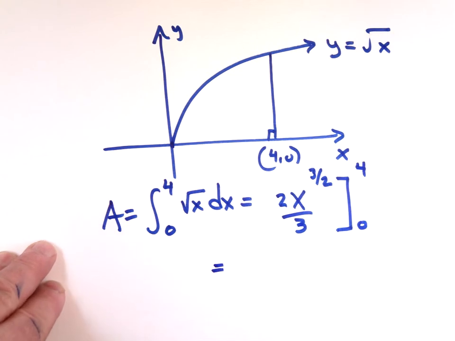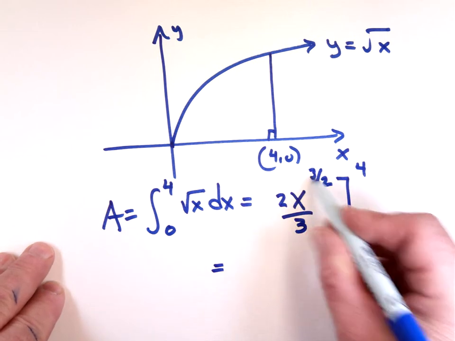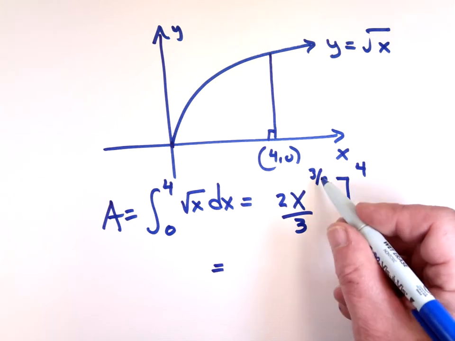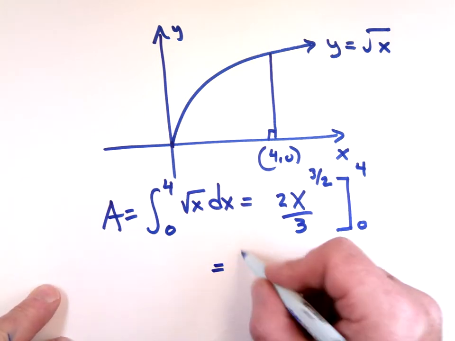4 to the 1/2 is 2, the square root of 4. Cubed is 8 times 2/3, which is 16/3. That's the exact area under that curve: 16/3 square units.